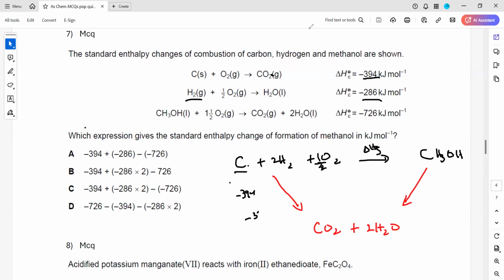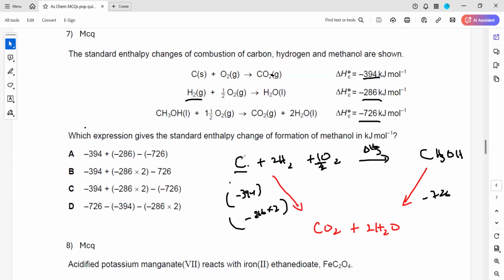But how many moles of the hydrogen are burned here? We are burning 2 moles of the hydrogen because for 1 mole it is minus 286. According to the equation, we are burning 2 moles, so it will be twice. So this will be the total energy when we burn carbon and hydrogen. If we burn 1 mole of methanol, how much energy is there? Minus 726.